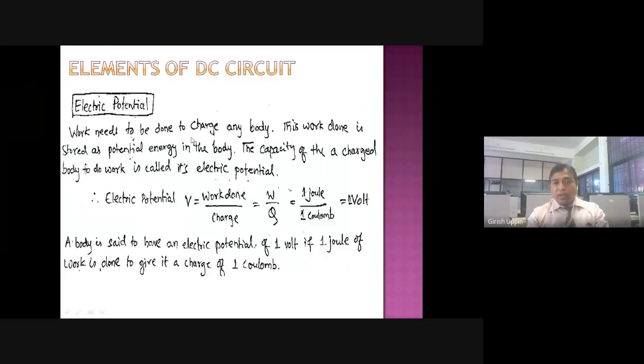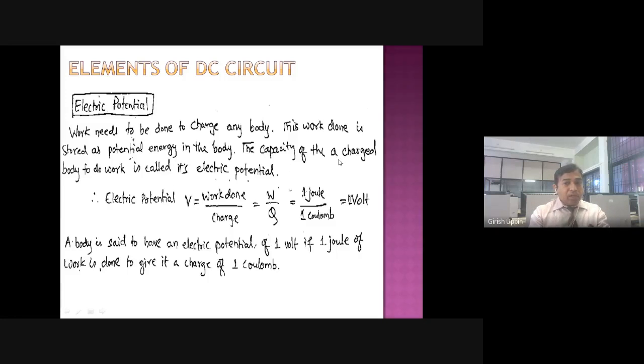Okay, work needs to be done to charge any body. So you are doing work to fill the tank, isn't it? In case of electricity, you are doing work to charge some body. To charge that body, work needs to be done. This work done is stored as a potential energy in the body. When you fill water in the tank, it was stored as potential energy. Similar to that, whatever work you have done to charge that particular body is stored as potential energy in that body.